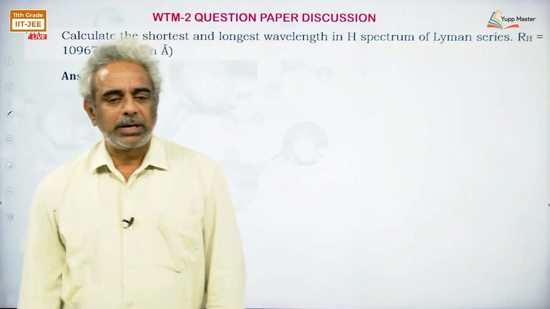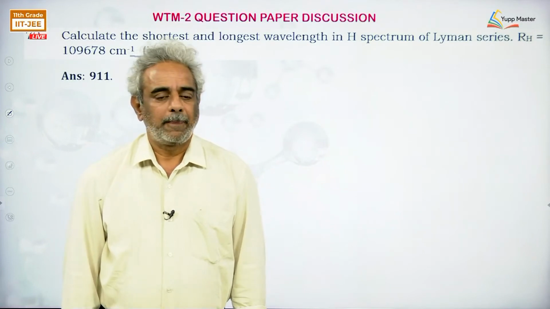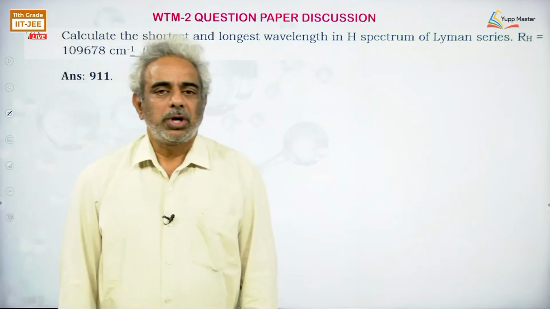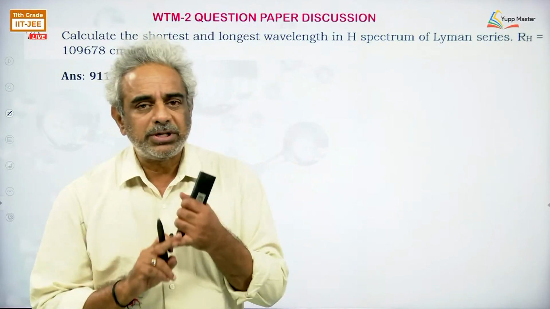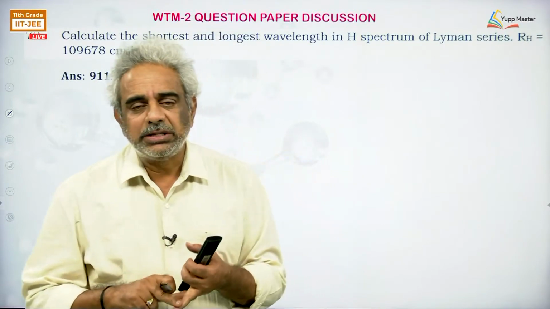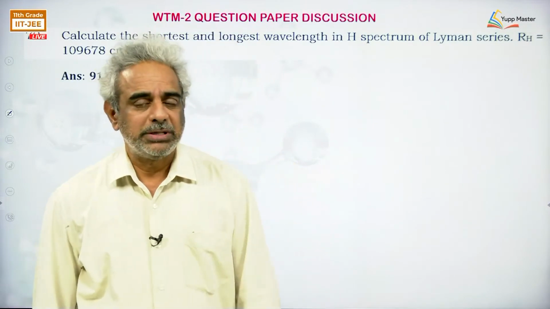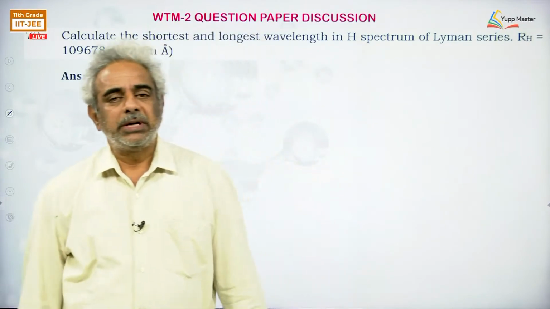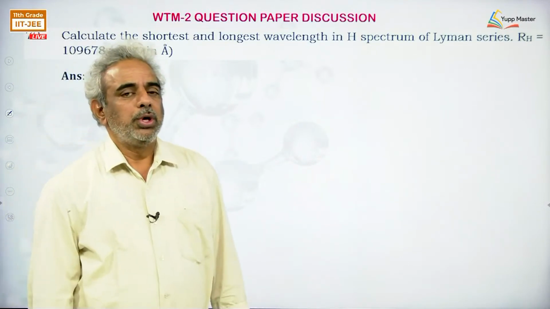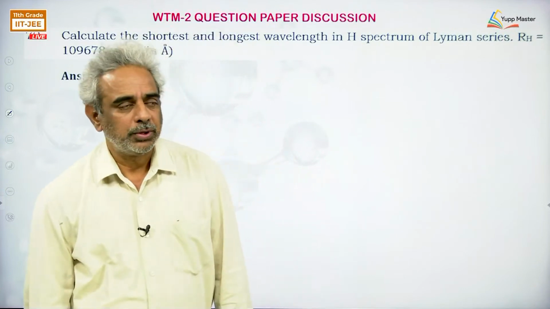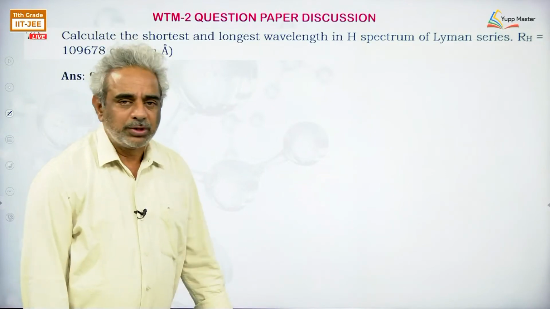Calculate the shortest and longest wavelengths in the H spectrum in the Lyman series. He gave RH. See, for all the transitions you must always remember in which species it is happening, in which series it is happening, and which line he is asking about: H alpha, H beta, H gamma, the shortest wavelength, the highest wavelength. These descriptions you also have to bother about. So, he is asking the shortest wavelength in the hydrogen spectrum. So, the species is hydrogen, and the question is about wavelength.